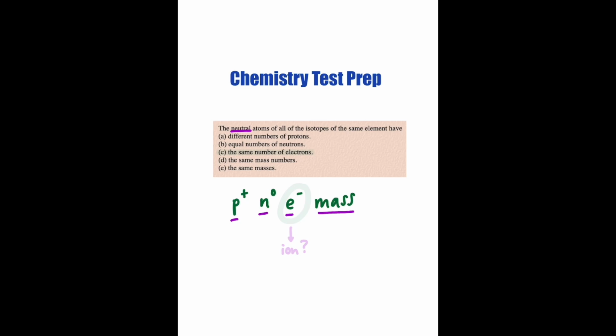That means we should be thinking about different numbers of electrons. And so we should ask ourselves, could there be an ion? And in this case, if it's a neutral atom, then there shouldn't be a difference in the number of electrons. And if we scan our response options, we see that the answer is C. They have the same number of electrons. And if you have time on the test to double check, then you can go through the other response options as well.